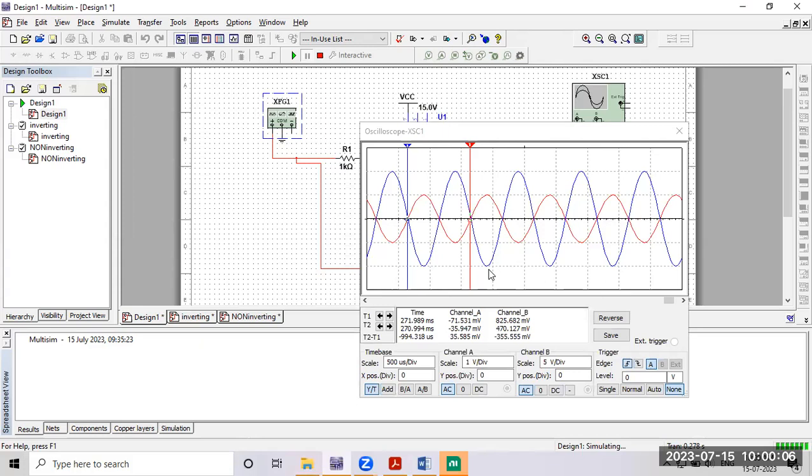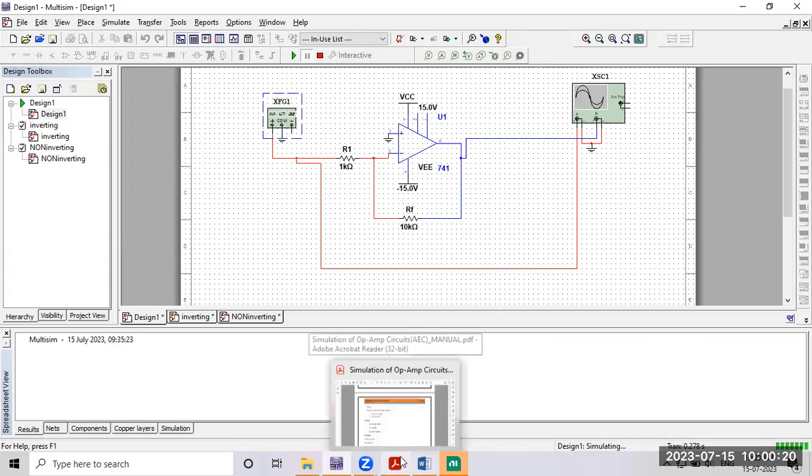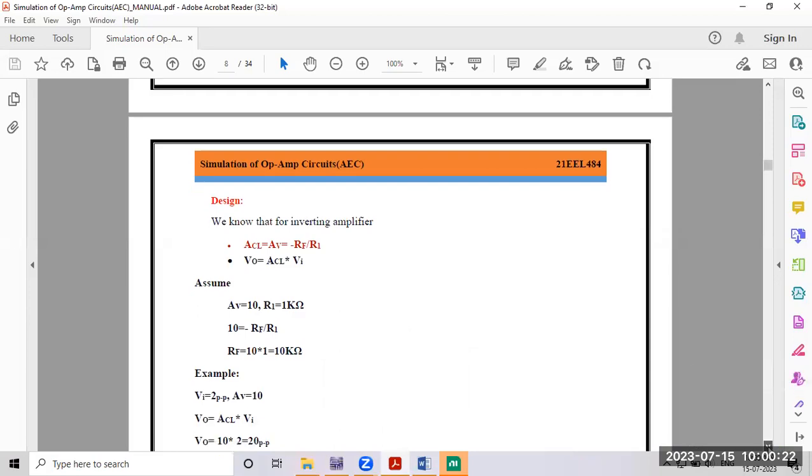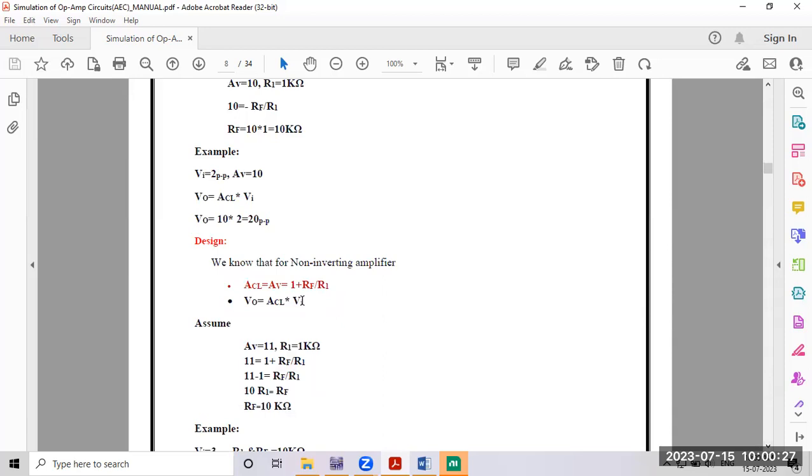Okay, now let's discuss the non-inverting amplifier. Before getting to the Multisim simulation, let's understand the design theory or design concept. Here there is a very simple design. Here also we should know two formulas. AV or ACL equal to minus RF divided by R1 in the inverting amplifier, but here AV equal to 1 plus RF divided by R1.